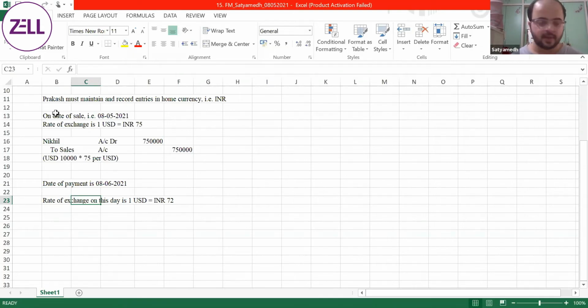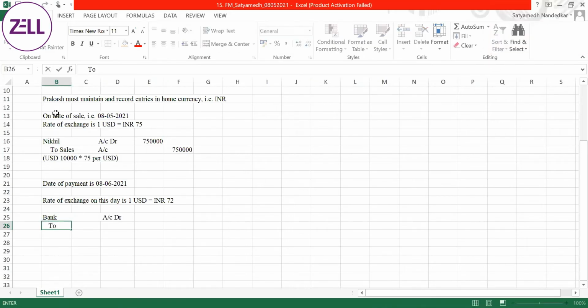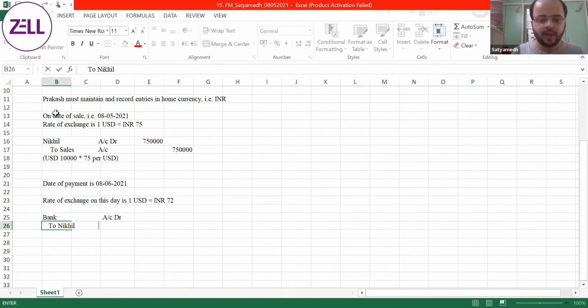Now Nikhil is sitting in the USA, he will tell Prakash, okay, I'm supposed to pay you $10,000, here you go, I have transferred the money to your account. But when the money hits Prakash's account, it will have to be converted into Indian rupees, because the money Prakash gets will have to be converted into Indian rupees before he takes it out of the bank. So on this particular day, he receives $10,000 and collects that amount, and he records an entry: bank account debit to Nikhil. Nikhil will say, brother, I had to give you $10,000, and I have given you $10,000. 10,000 into 72.